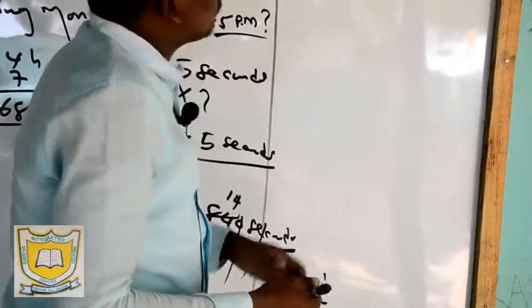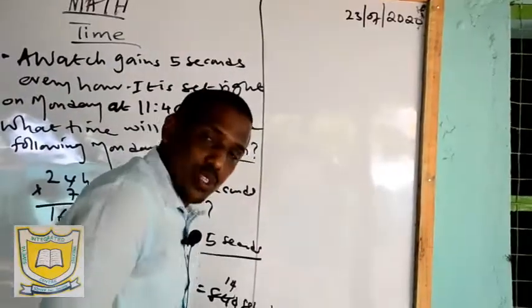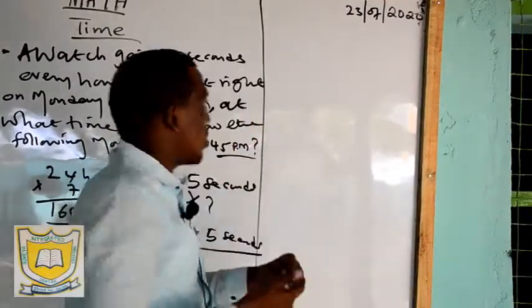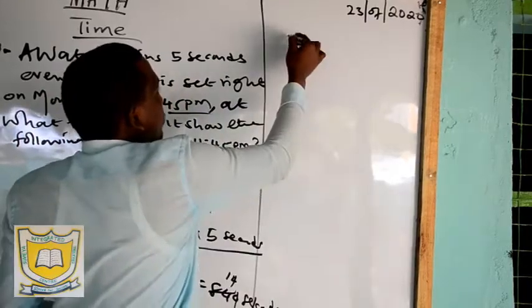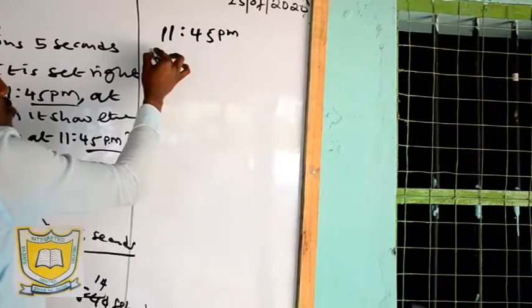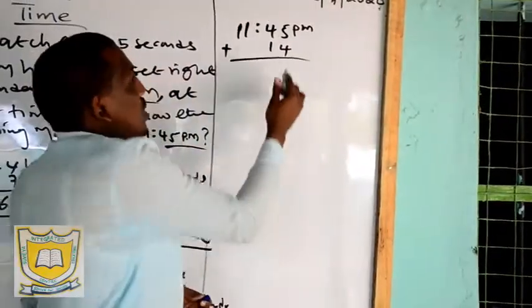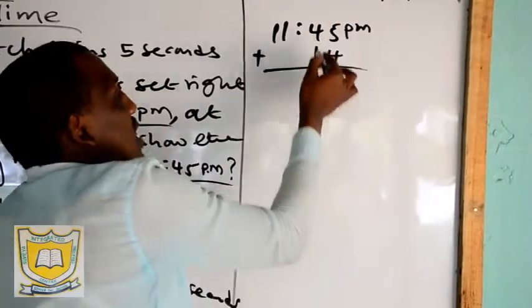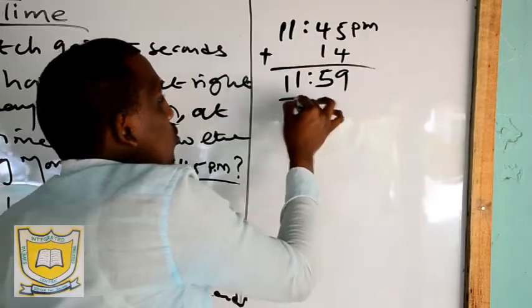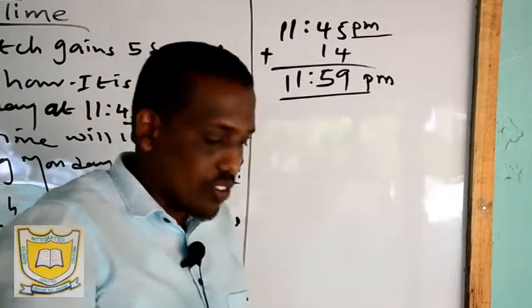Remember, the difference between losing and gaining is here now. We don't subtract, we add. Since it was gaining, we add. When it is losing, we subtract. So let us see now. 11:45 p.m. plus 14 minutes. Why? It was gaining. So 45 plus 14 gives 59. So it is 11:59 p.m.